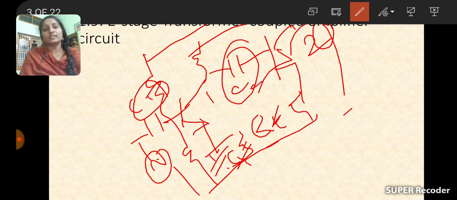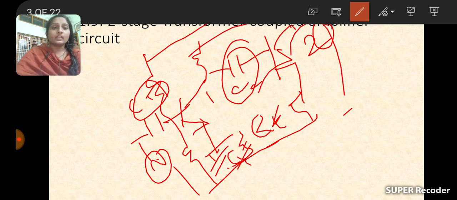So here the input voltage V in is connected to the base of the transistor T1 through the coupling capacitor. And here the C in input capacitor acts like a blocking capacitor. So what is the need of this capacitor? It will isolate the circuit from the input voltage, it will allow only the AC voltage and it will block the DC voltage. So it is also called a blocking capacitor.